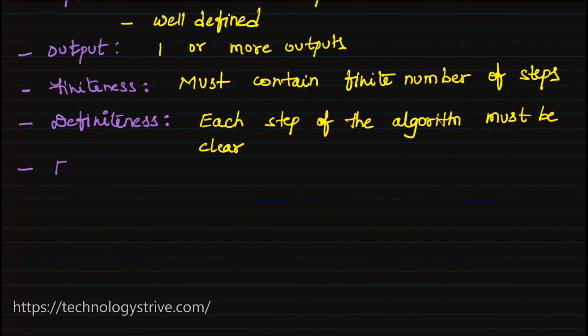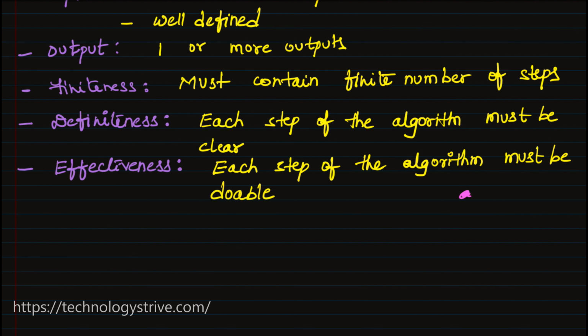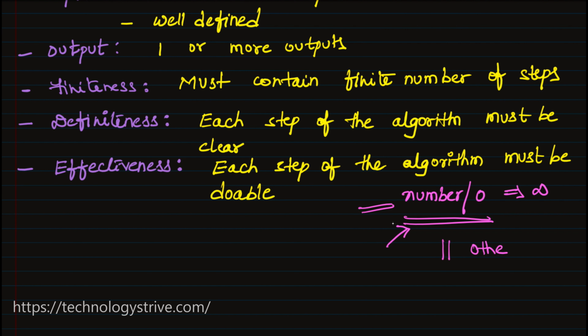The next characteristic talks about effectiveness. Each step of the algorithm must be doable. To understand doable, for example, a number divided by 0 is undefined, infinity. In computer language, we are not able to do this operation at all. Suppose we have a step like this, then we won't be able to continue with the other steps. So the steps of the algorithm must be doable, and we have to ignore this kind of case.